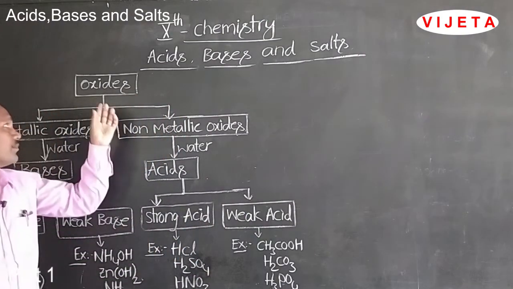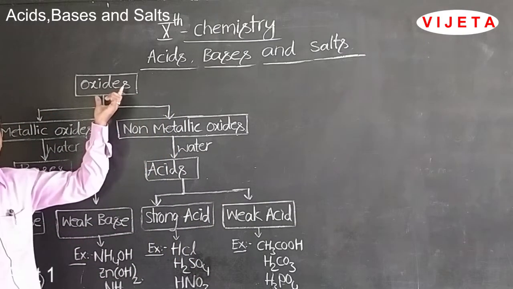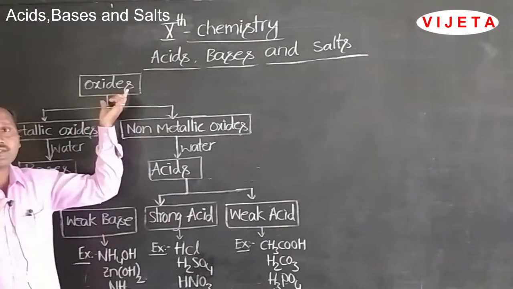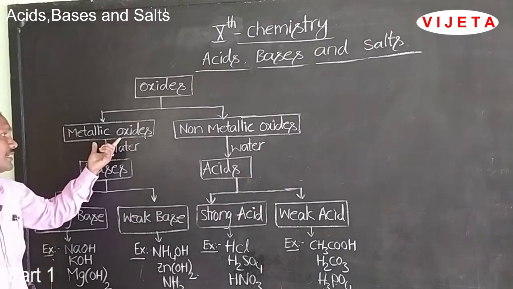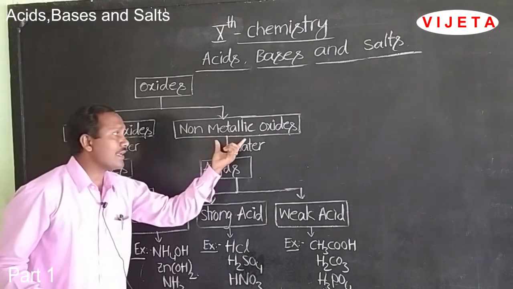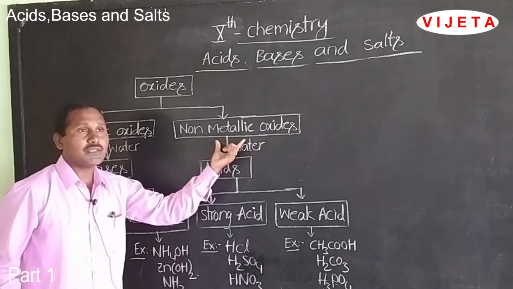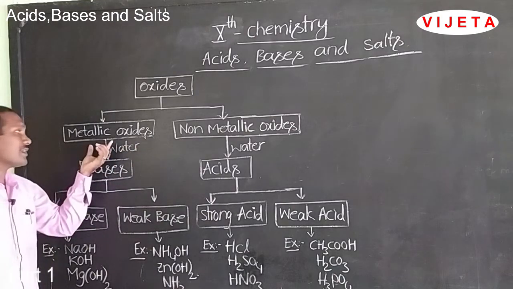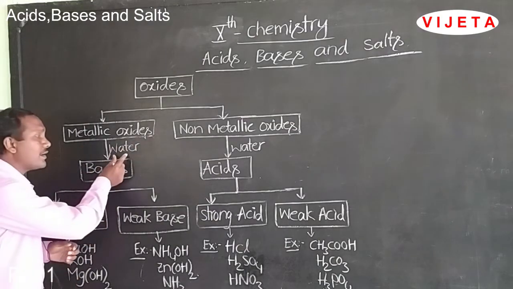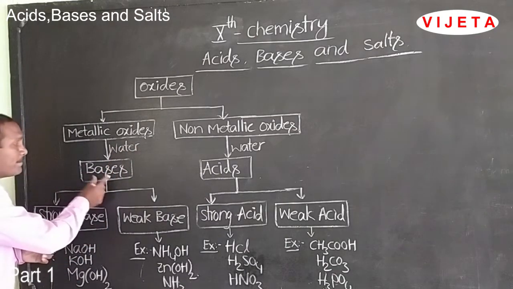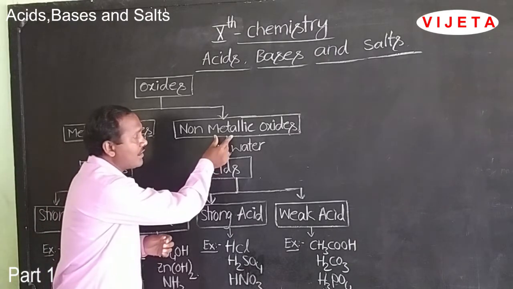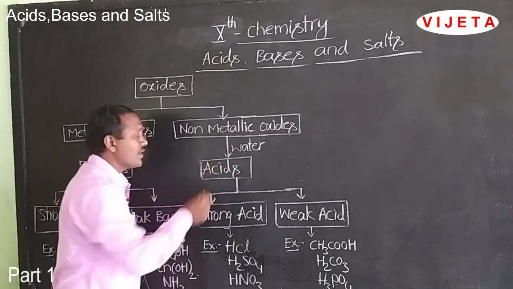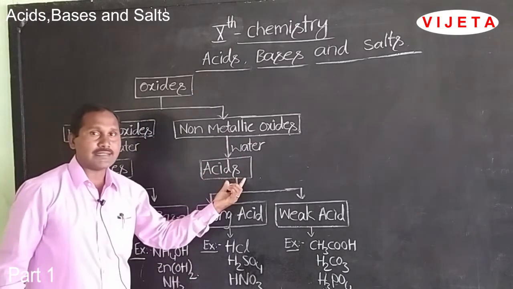Here, oxides are classified into two types: metallic oxides and non-metallic oxides. The metallic oxides react with water to produce bases. In the same way, the non-metallic oxides react with water to produce acids.